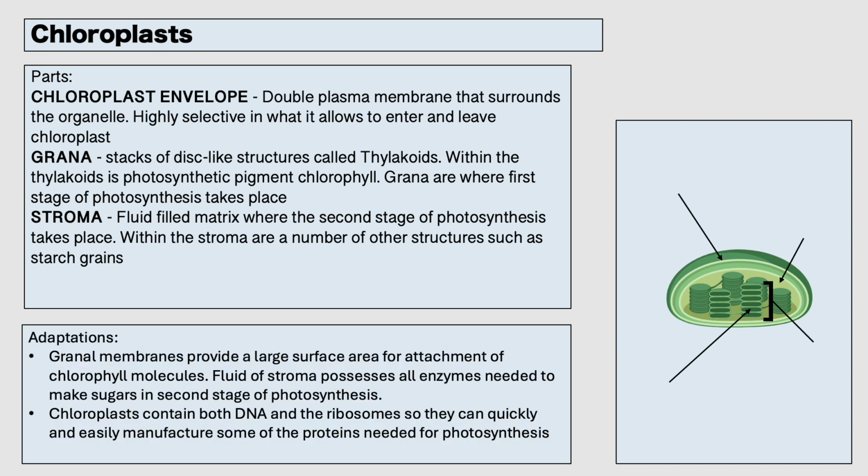Here are the adaptations of chloroplasts. The granal membranes provide a large surface area for the attachment of chlorophyll molecules. The fluid of the stroma possesses all enzymes needed to make sugars in the second stage of photosynthesis. The chloroplasts contain both DNA and ribosomes, so they can quickly and easily manufacture some of the proteins needed for photosynthesis.